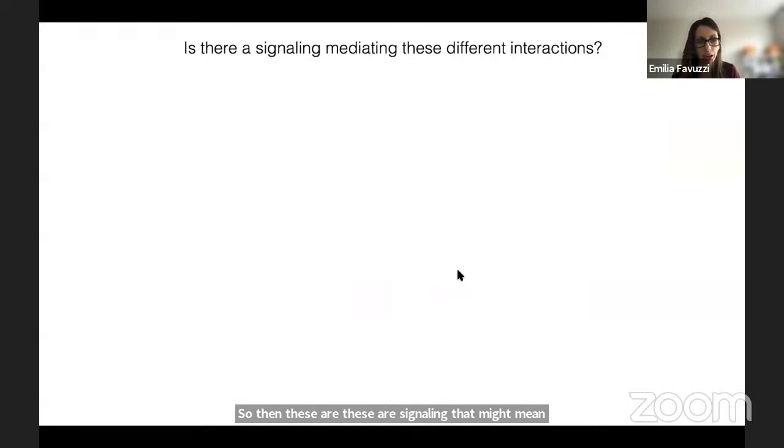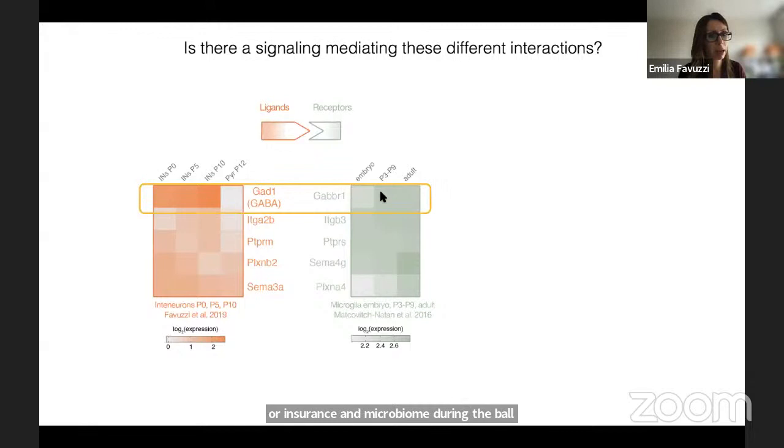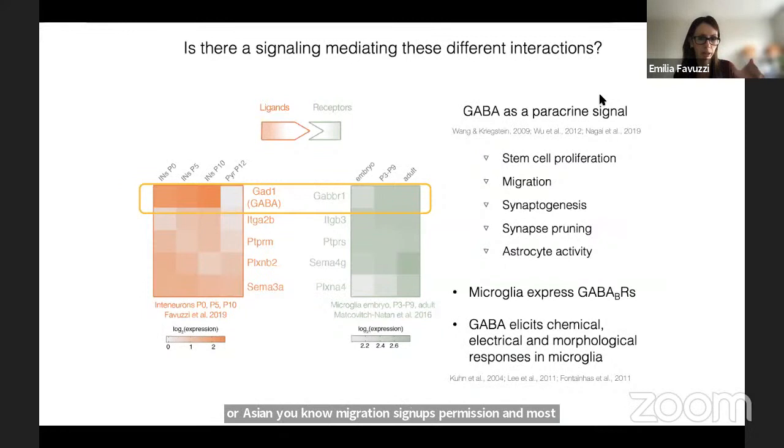And so to answer that, we mined published transcriptional data to identify ligand-receptor pairs that were selectively expressed in inhibitory neurons, but not excitatory neurons, and microglia during development. And we found that among the top candidates were the GABA-GABA-B receptor pairs. Now, this actually has a strong precedent. In addition to its role as a neurotransmitter, GABA acts as a paracrine signal to regulate several developmental processes like progenitor proliferation, neuronal migration, synapse formation, and most of those are actually dependent on GABA-B receptors.